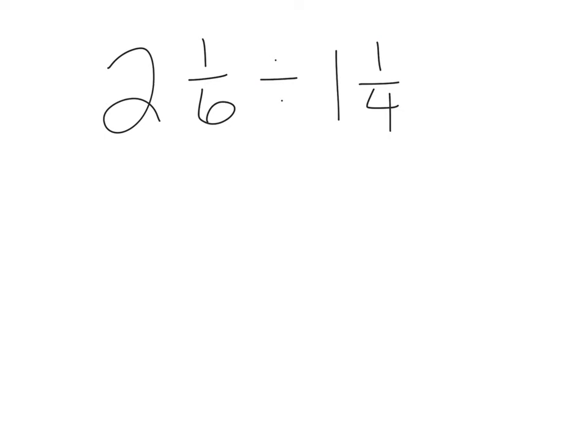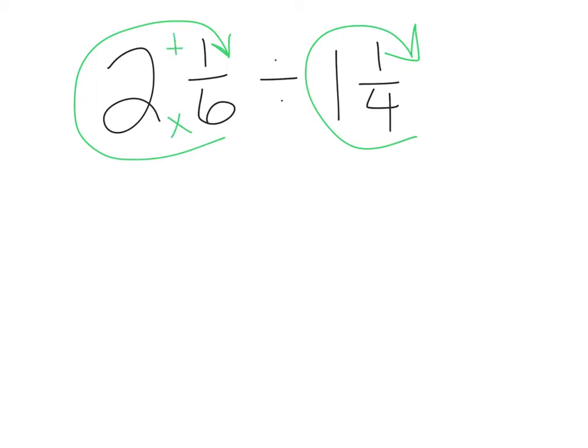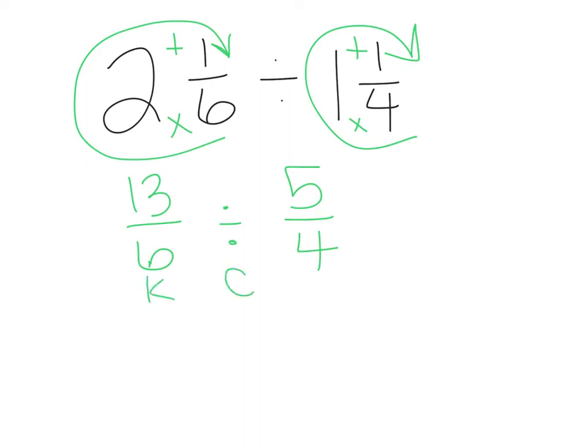So for dividing mixed numbers, you're going to start out the same way, and go ahead and make them into improper. So 2 times 6 plus 1 is 13/6 divided by 1 times 4 is 4 plus 1 is 5/4. So at this point we are going to keep, change, reciprocal.